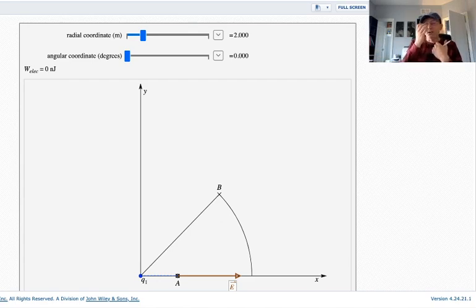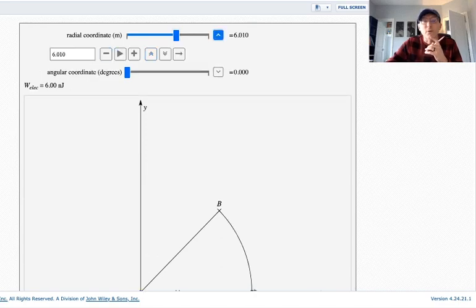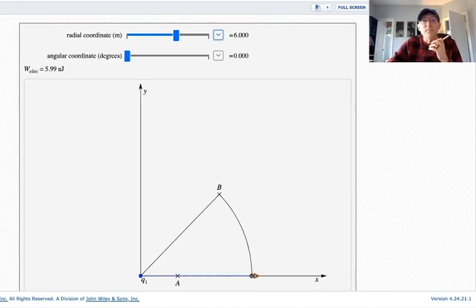Okay, I'm going to adjust the location of particle 2 with these sliders and move it from A to B. First, I'm going to increase the radial coordinate from 2 meters to 6 meters. As close as I can get. If I can't get close enough, I can always just go in here like this, do a little adjusting. Boom, I've got it at 6. Okay? All right, and that got particle 2 to where you see it.